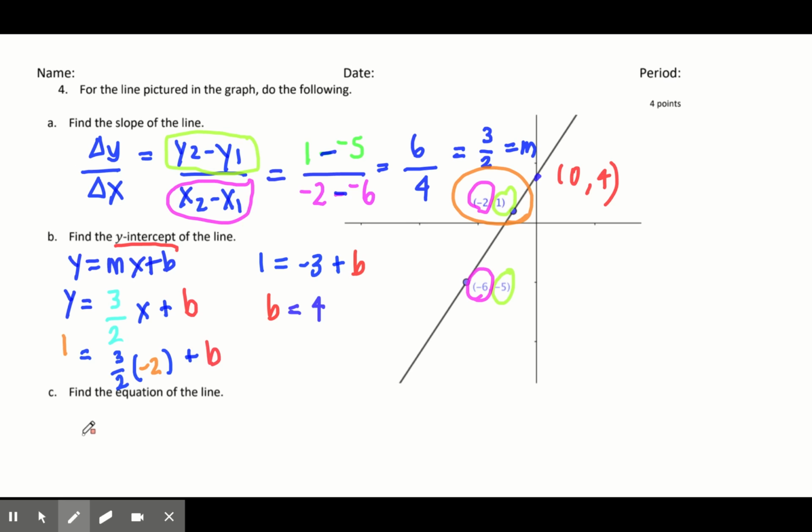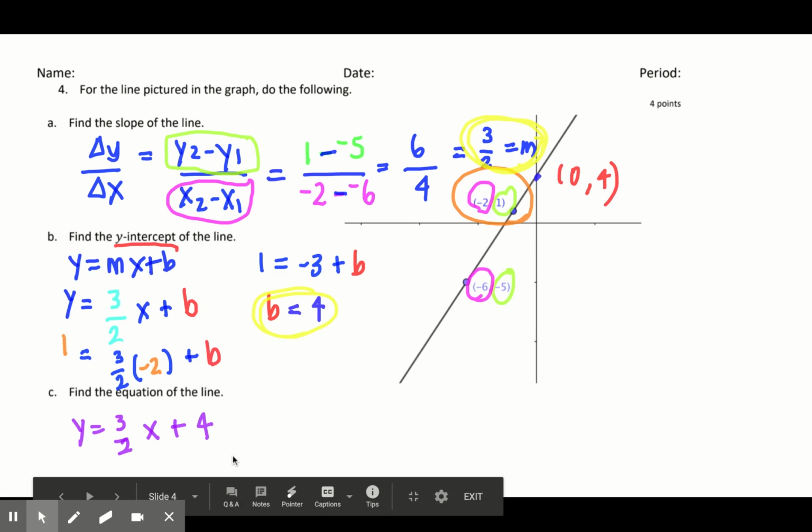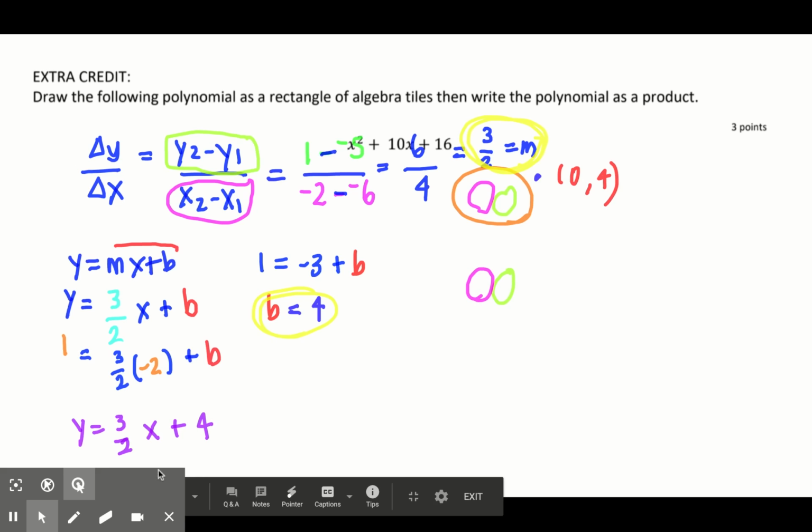So what's the equation of the line? Well, you have your m, right, which is here. You have your b, which is here. So then now you can write your equation of line. y equals mx plus b. There you go. Okay, and then that is the last problem. Then we'll just do this extra credit problem.